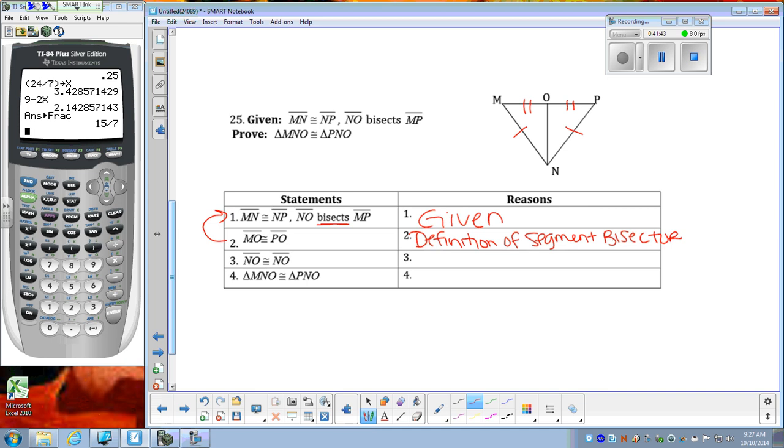My next statement says that NO is congruent to itself. Anytime that you see something is congruent to itself, this would be the reflexive property. Now, when I look at my diagram, I know that triangle MNO is congruent to triangle PNO by side, side, side congruence.